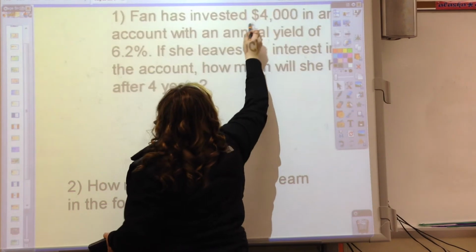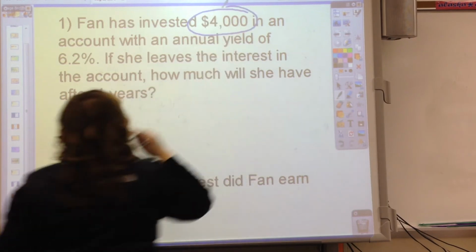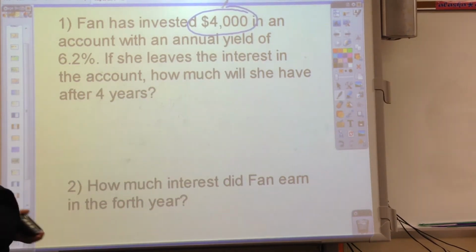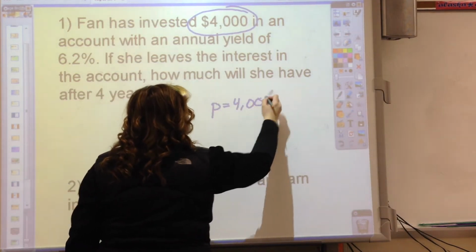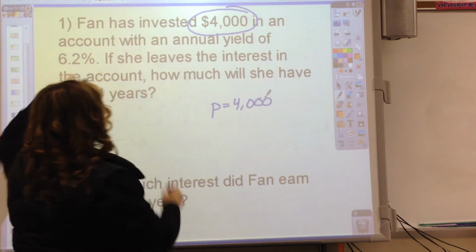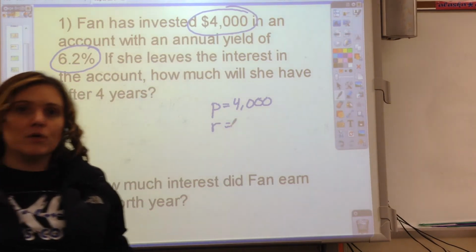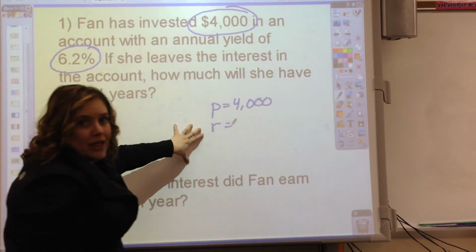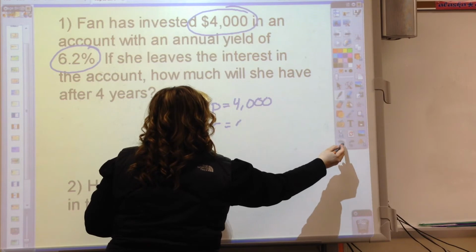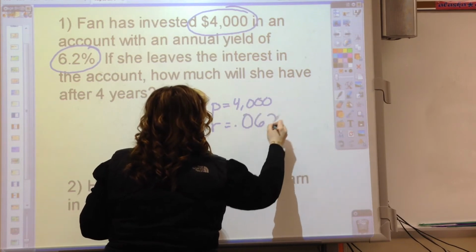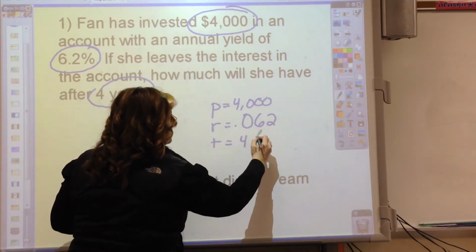First off, Fan has invested $4,000 in an account with an annual yield of 6.2%. If she's investing $4,000, that means that $4,000 is her principal. If she gets an annual yield of 6.2%, that's going to be my rate once I change it to a decimal. So to change from a percent to a decimal, I need to move my decimal place 2 places. So I get 0.062. Next, I know time is 4 years.